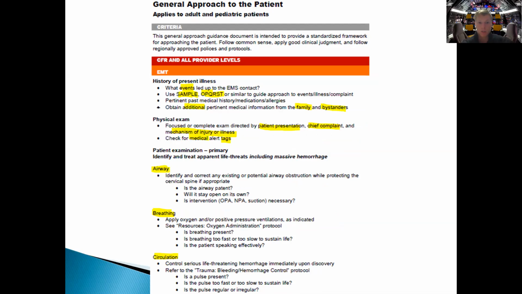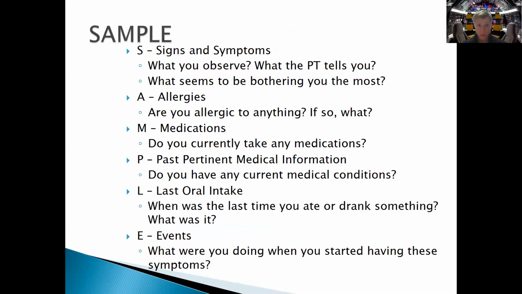For the general approach, we have the history of patient illness. What events led up to the EMS call? Using SAMPLE and OPQRST, get the patient's general information. OPQRST and SAMPLE can give you a lot about the patient. Get the past medical history, and get this, if you can, from family, bystanders, or roommates. To start, we have SAMPLE.